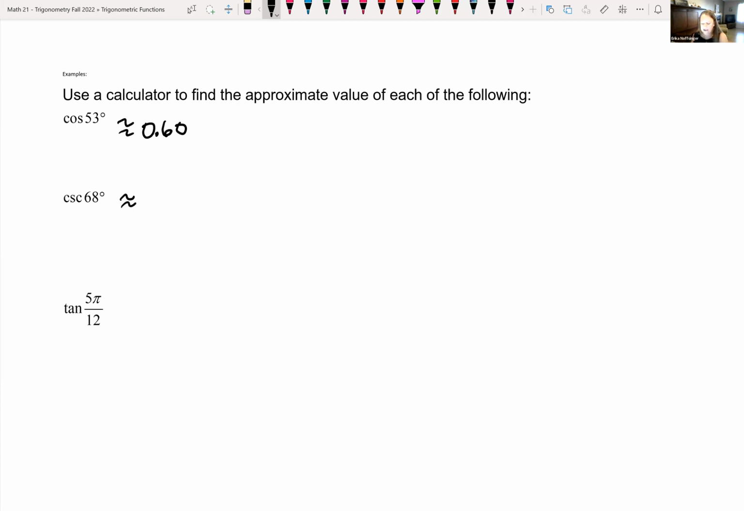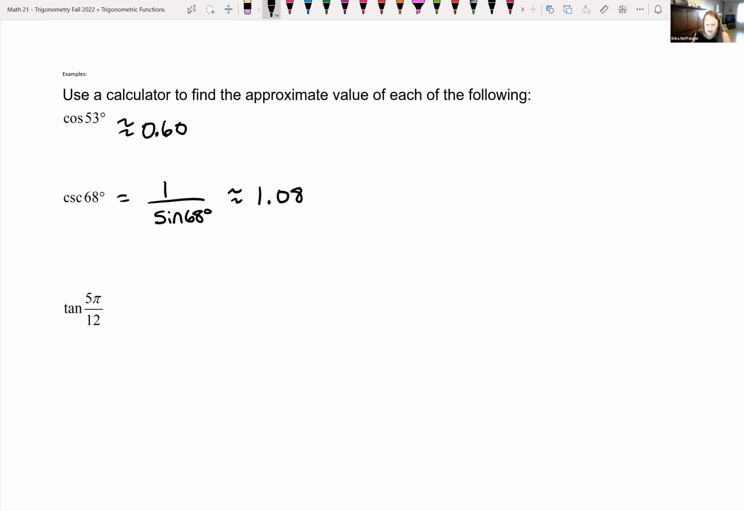So cosecant of 68 degrees. Our calculators have sine, cosine, and tangent. They don't have cosecant, so we can rewrite this in terms of sine. This is the same thing as 1 over sine of 68 degrees. So I would go to my calculator and I would go 1 divided by sine 68 degrees. And this was going to give us approximately 1.08.